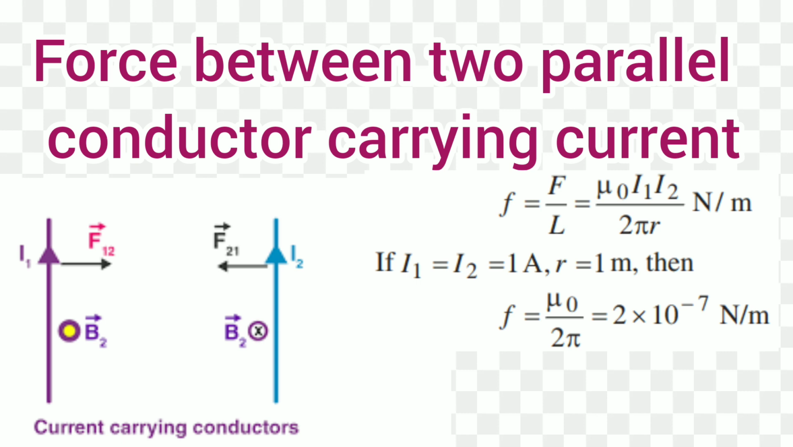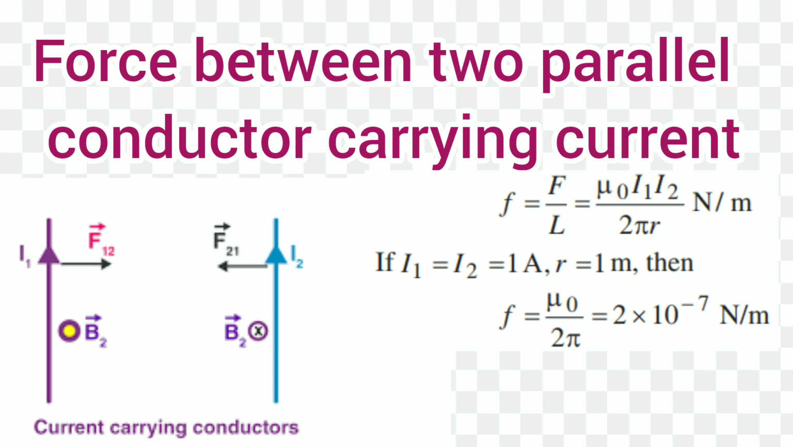The force expression is given by force per unit length, that is mu naught I1 I2 by 2 pi r Newton per meter. You don't have to go through the derivation of it. The only thing which will be asked is the direct equation.